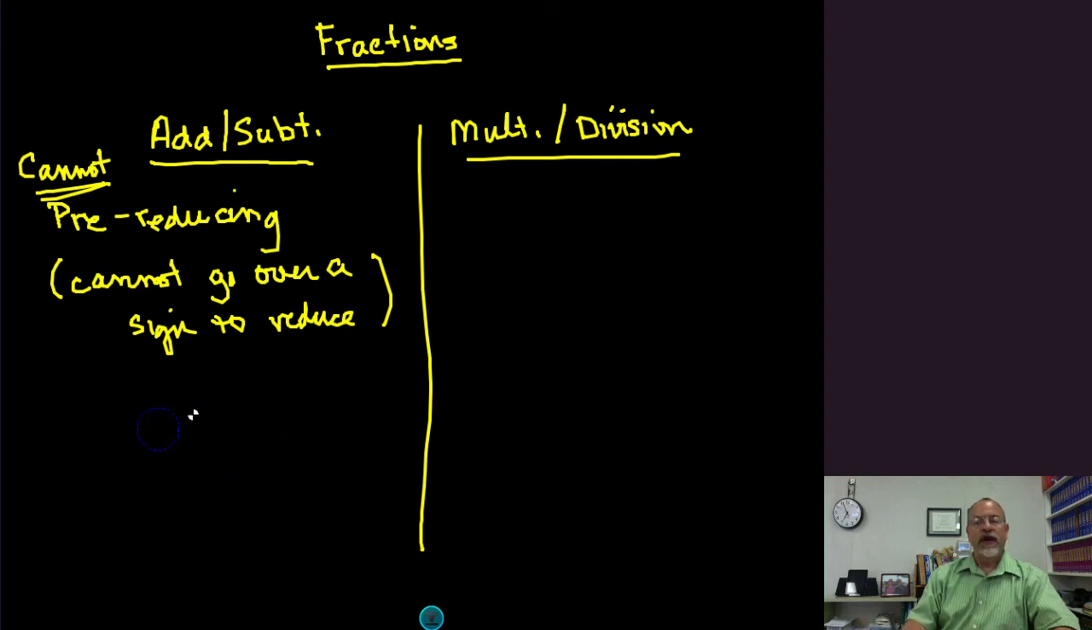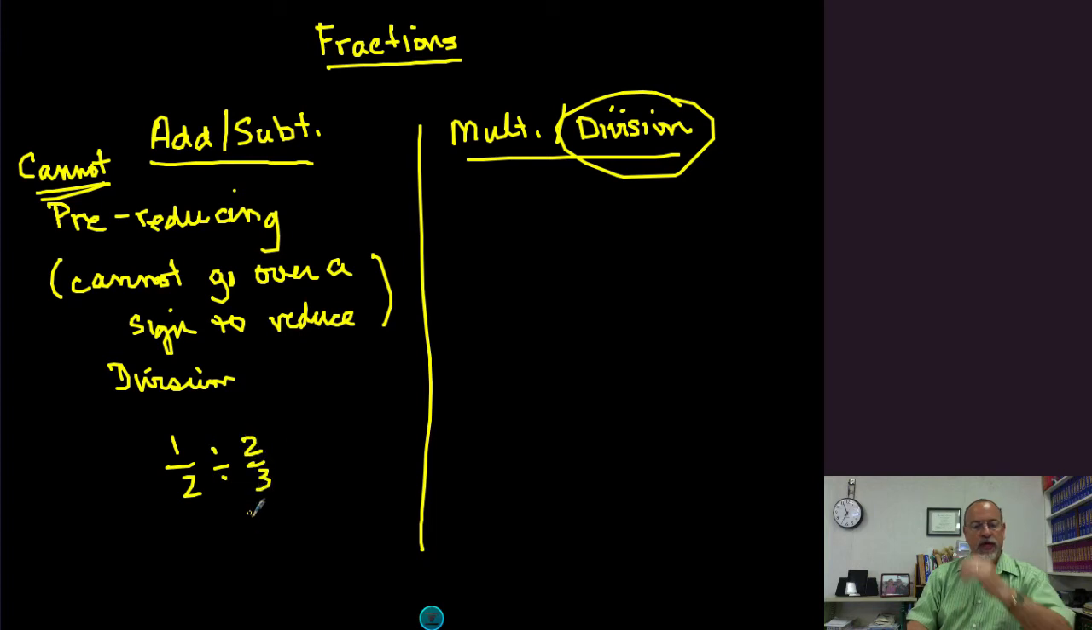Okay, in fact, you cannot pre-reduce when you're dividing either. So we can add division in here as well. Okay, if I have 1/2 divided by 2/3, I cannot reduce across this division sign. So I cannot reduce this 2 with this 2, because in order to do so, I have to jump over that division sign. So I cannot reduce or pre-reduce with a division sign.